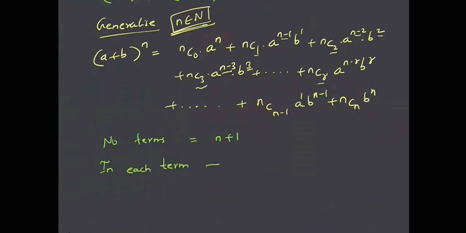And in each term, you can notice that the sum of powers of a and b is equal to n, right? In each term, if you add the power of a and b, it will be n. n-2 plus 2 is n, n-3 plus 3 is n, n-r plus r is n, and so on. Okay. So this is the basic expansion of (a+b)^n.